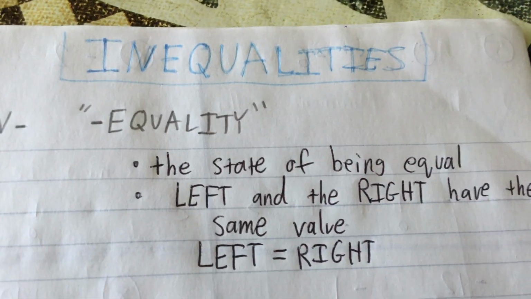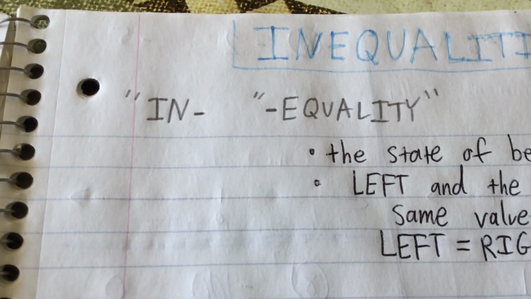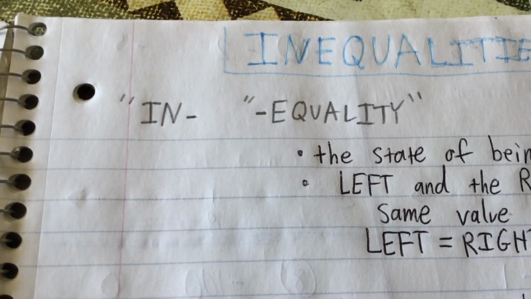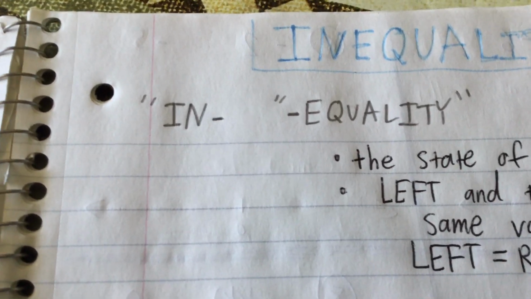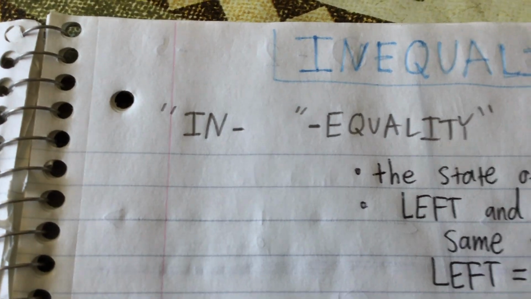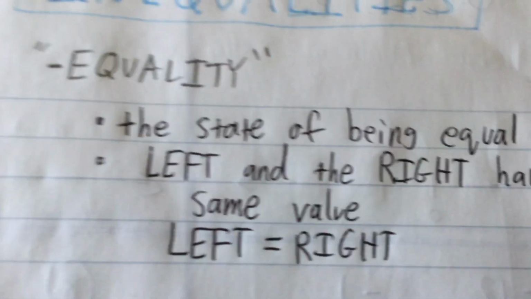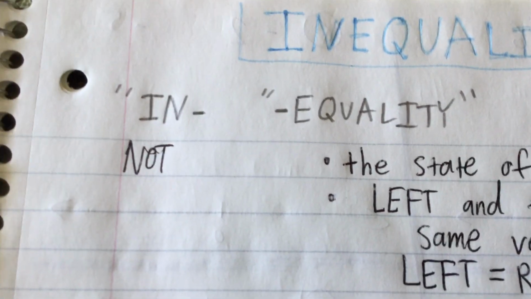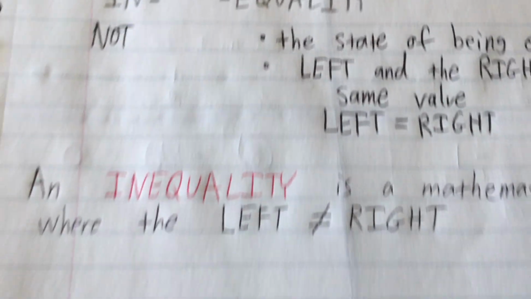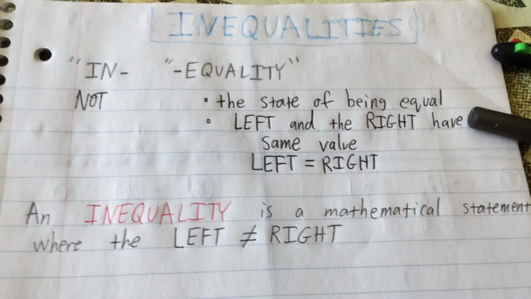Okay? Now, I always found this very, very confusing because when I think of the prefix in, I think of inside, like interior, or something that's within the surroundings. But oddly enough, there are some words where the prefix in means not. So if I break this down, if equality means that the left is equal to the right, or the state of being equal, and the prefix in this case means not, then an inequality is a mathematical statement where the left does not equal the right.